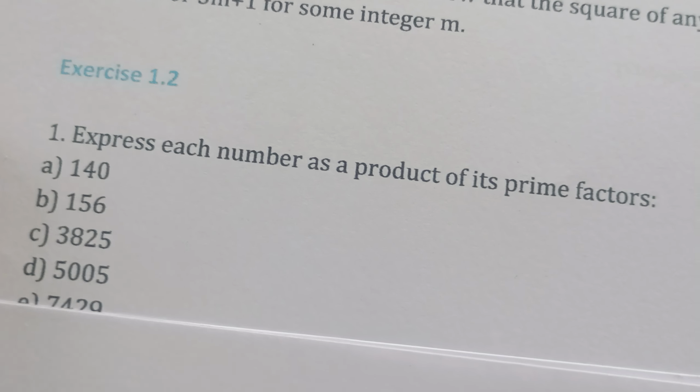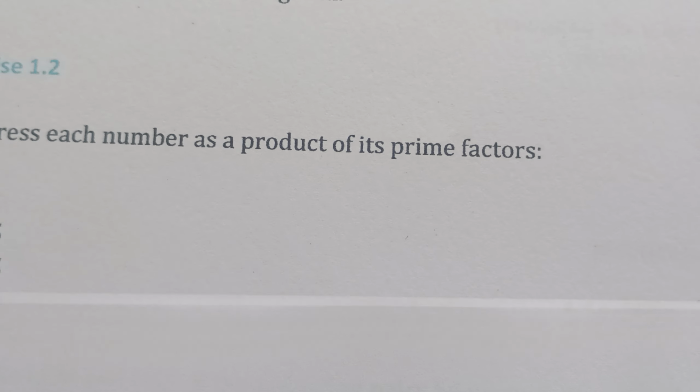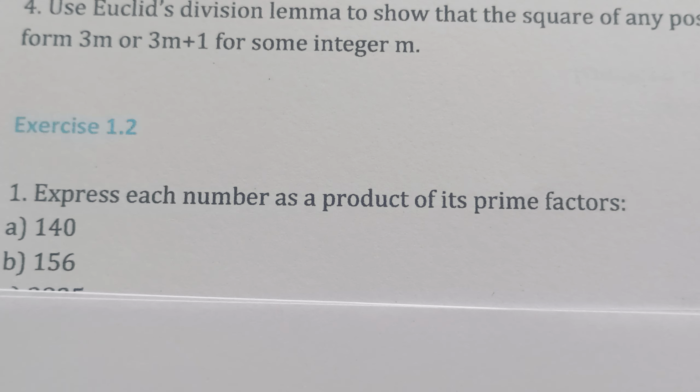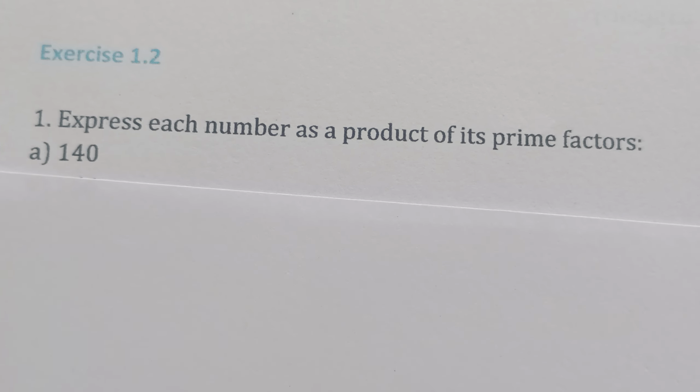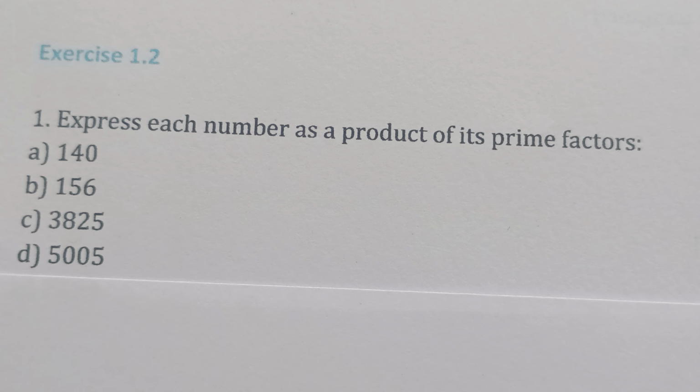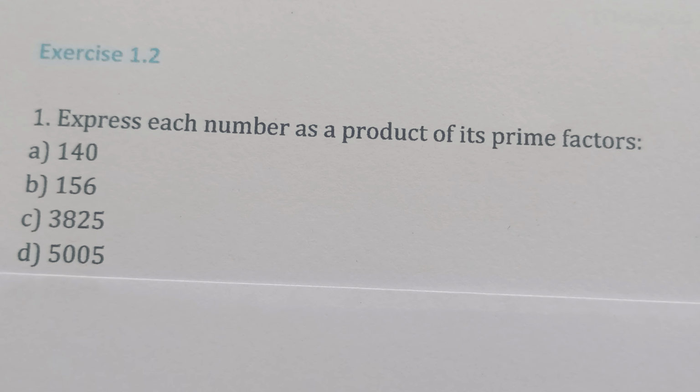The first question we have here: express each number as a product of its prime factors. When we are starting this chapter, we know that you already have an idea about prime factors, co-primes, and other things. You already know what a prime number is. A prime number has only the factors one and the number itself. For example, 2, 3, 5, 7, 11. These are all examples of prime numbers. So when you have to do the factors, you have to use prime numbers only.